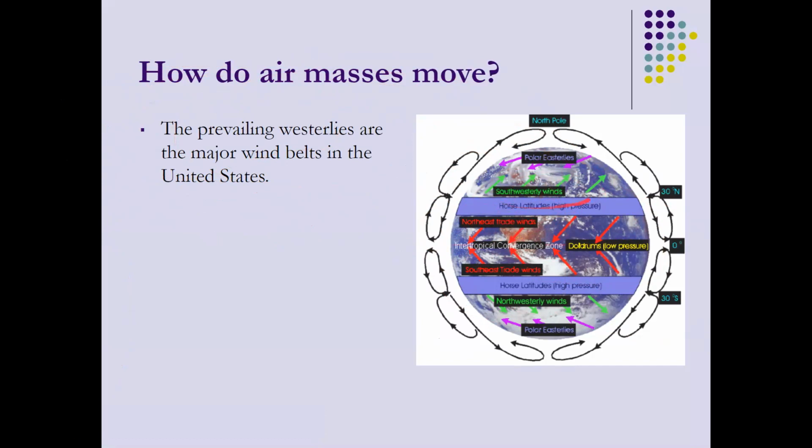So you can see up here in the northern hemisphere, we have the southwesterly winds. Winds are named for where they come from. So these winds are coming from the southwest and they're moving northeast. So the prevailing westerlies is how we summarize that. And they push the weather from the west to the east.